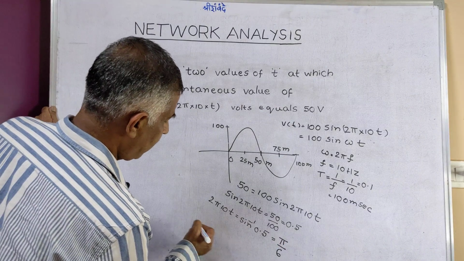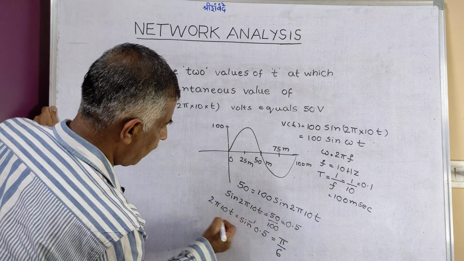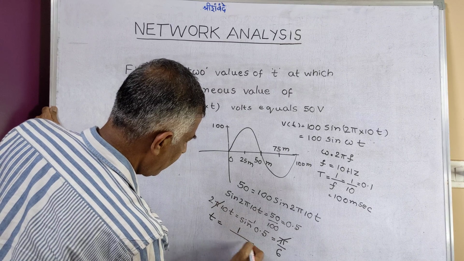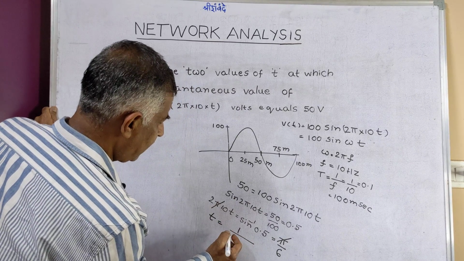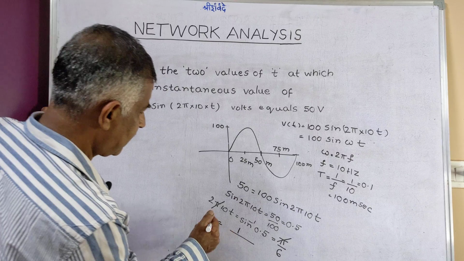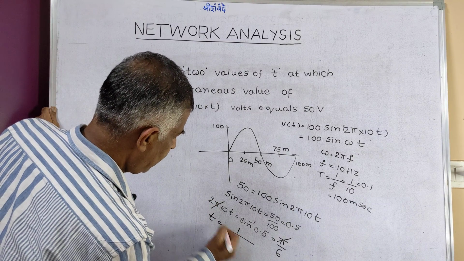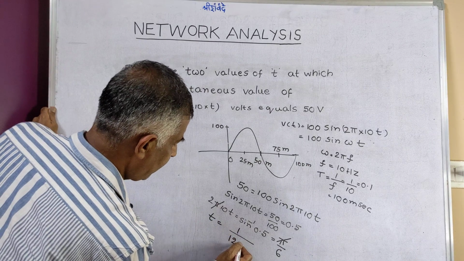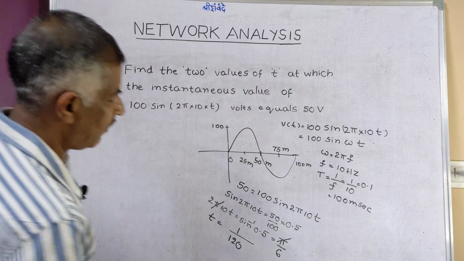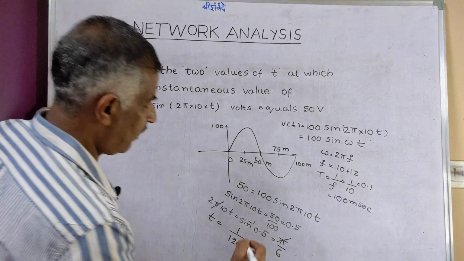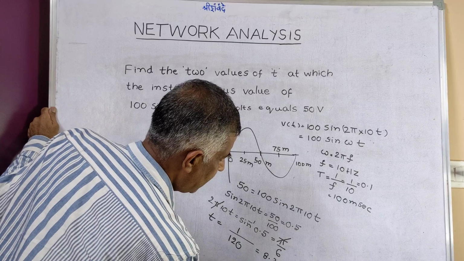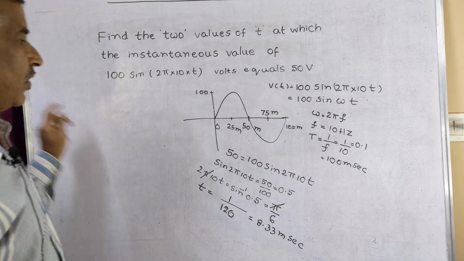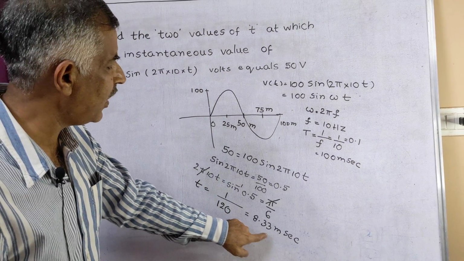Therefore, pi equal to, therefore t is equal to, pi gets cancelled. Therefore 1 by 6 times 2 pi 10t, 1 by 120. T is equal to 1 by 120, that is the reciprocal of 120, which is 8.33 millisecond. Therefore, the time duration is 8.33 millisecond.